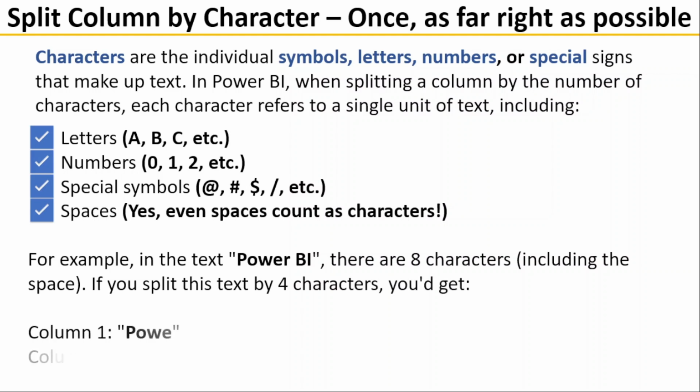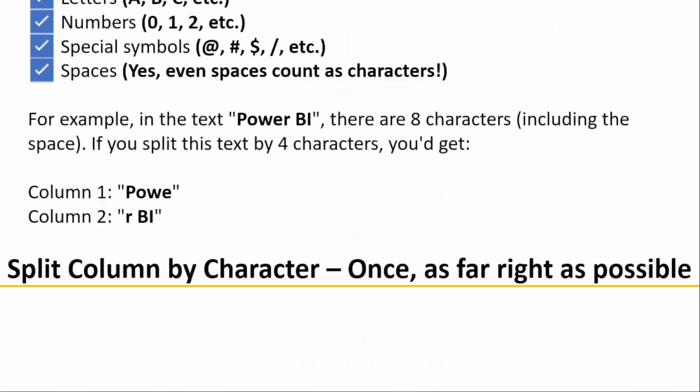For example, in the text Power BI, there are 8 characters including the space. If you split this text by 4 characters, you'd get column 1 containing POWE and column 2 containing R, space, BI.